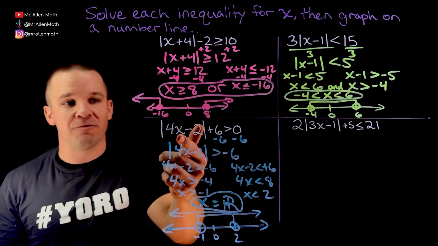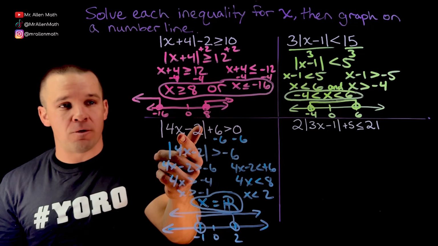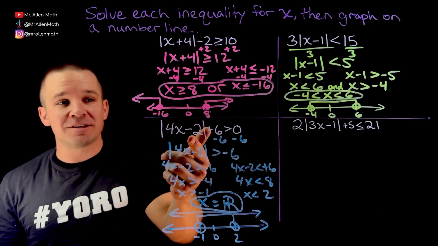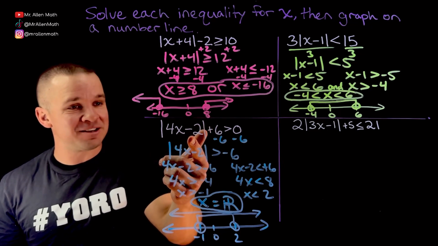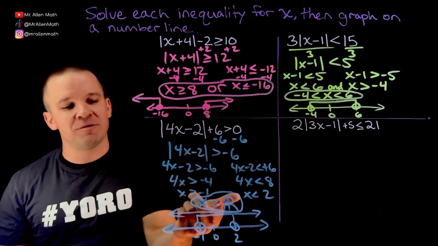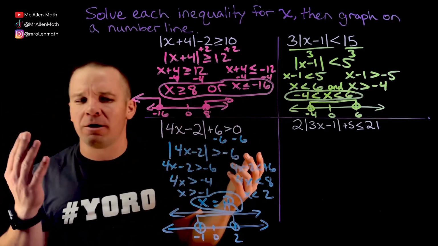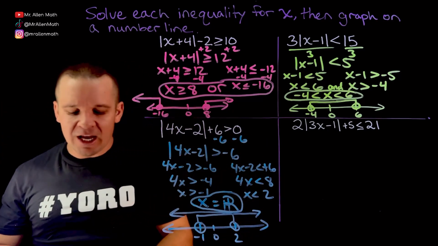Even negative 1 would actually work. Okay? If I plugged in negative 1 here, I'm going to get 4 times negative 1. That's going to be negative 4. Minus 2 is negative 6. The absolute value of that is 6. Plus 6 is 12. It's still greater than 0, so it still does work. So even though these are open circles on those values, the overlapping just basically takes that out, okay? X equals all real numbers is our solution.